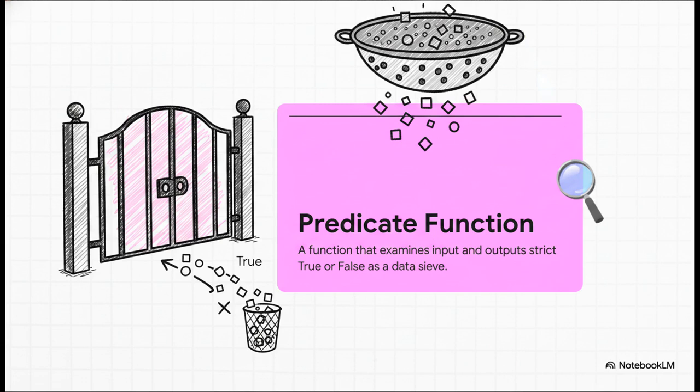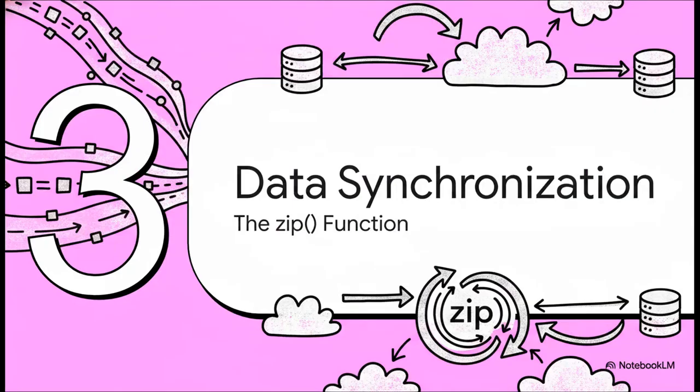So as this massive stream of data pours in, filter acts like an instant data sieve. If the predicate says true, the data passes through cleanly. If it's false, dropped, instantly. And because filter also uses lazy evaluation, it cleans house without ever building a giant secondary filtered list in your system memory. Moving on to Section 3, synchronizing data streams, the zip function.